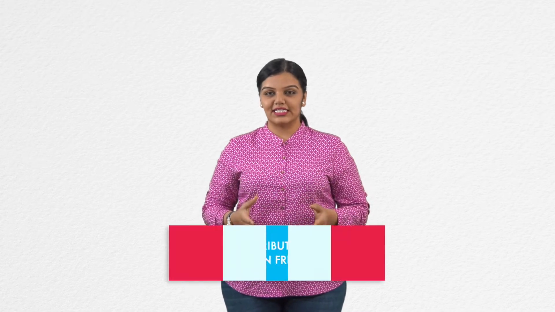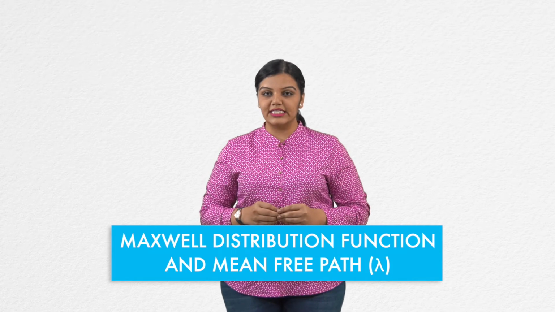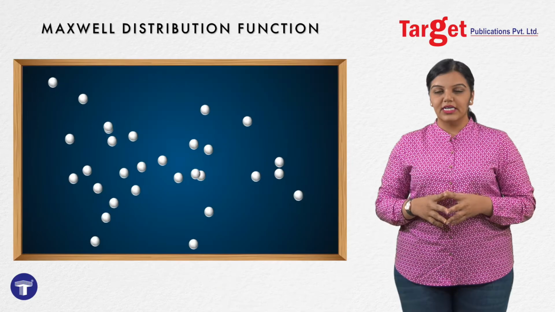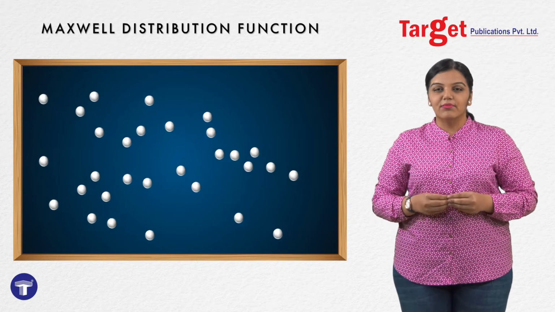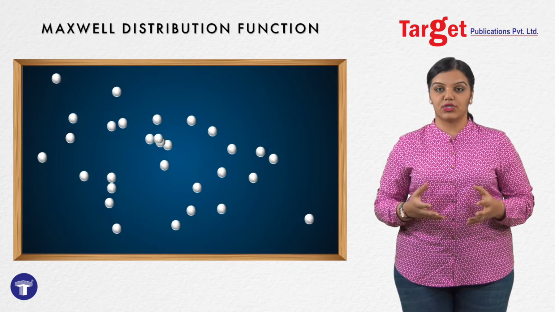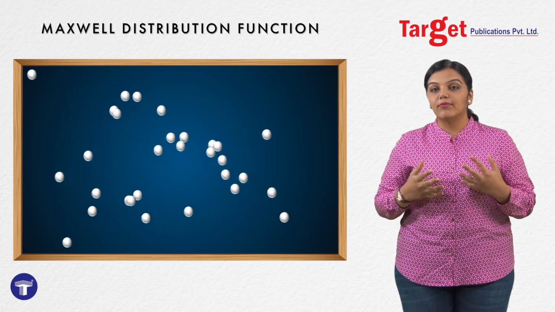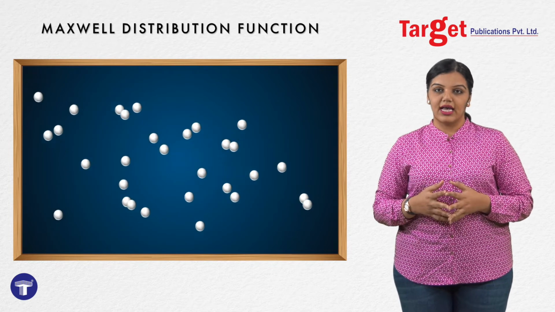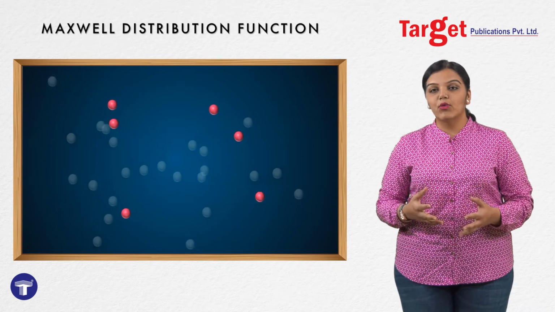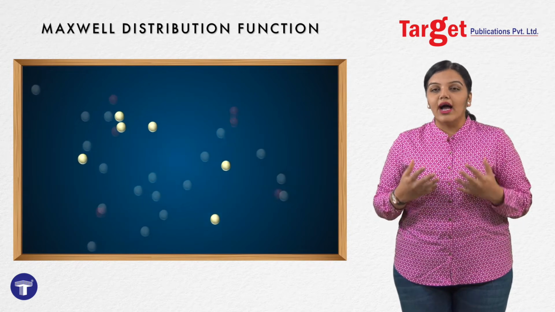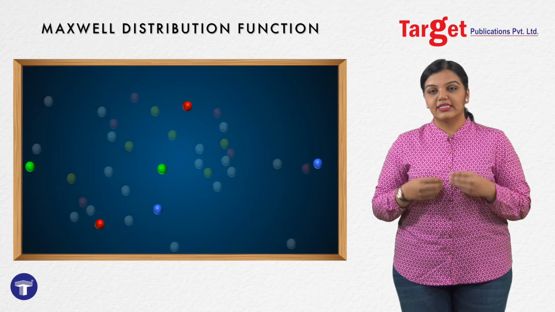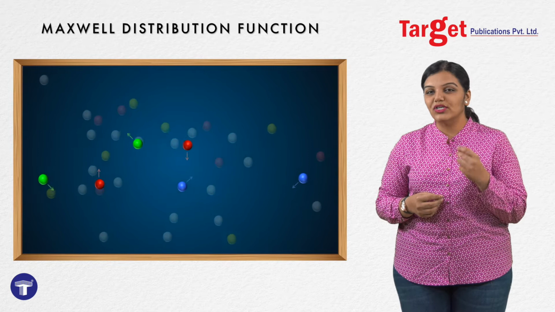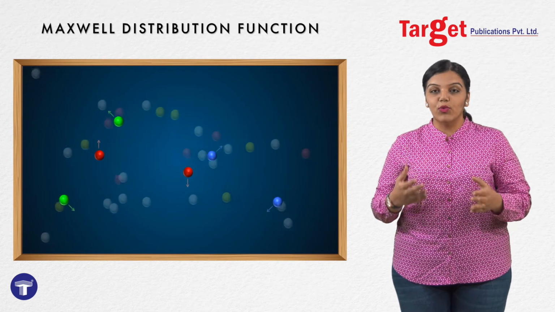Hello everyone and welcome to this video where we are discussing the Maxwell distribution of speeds and the mean free path. Now in general we know that according to the kinetic theory of gases, molecules have a random distribution of speeds. All of them are moving in different directions. Now some of these molecules may be moving really slowly while others may be moving really fast.